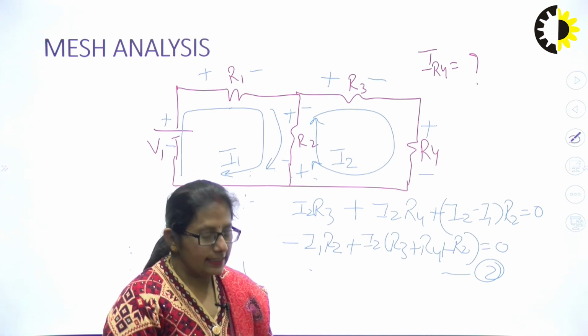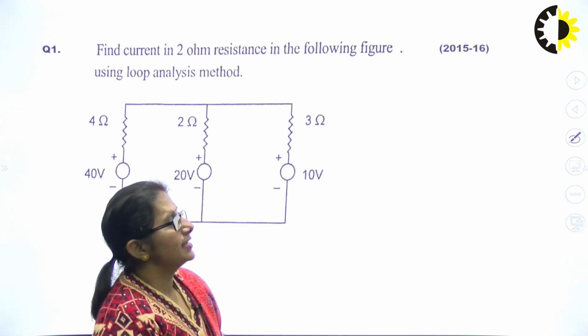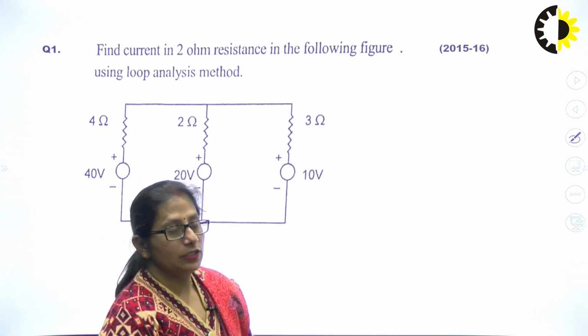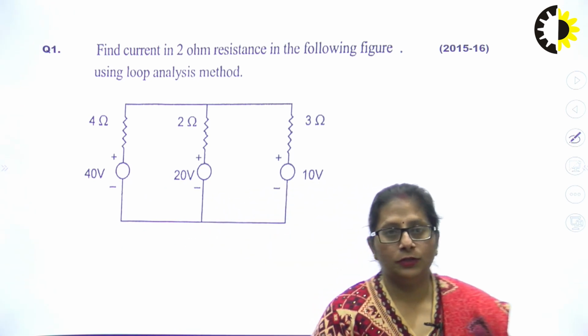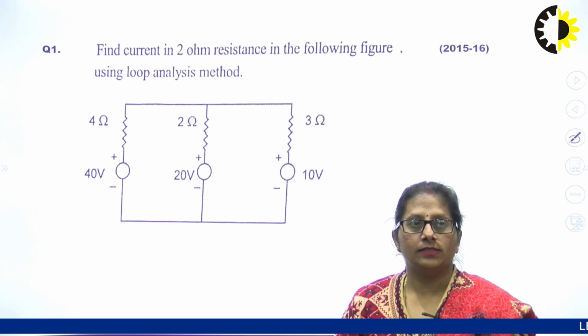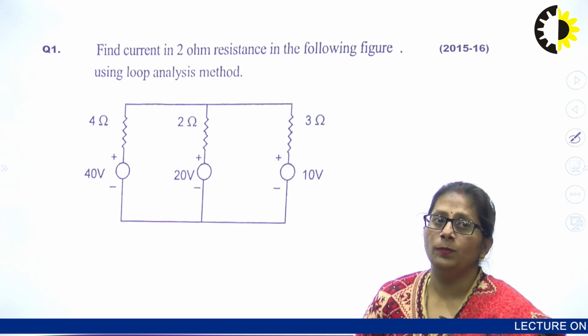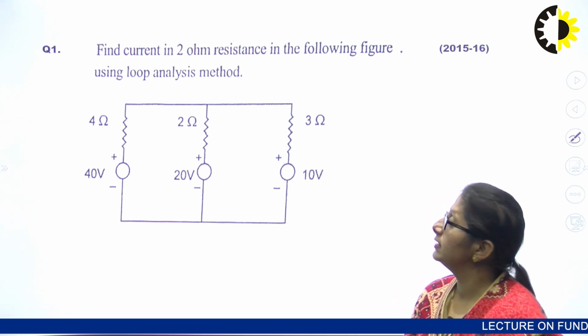Let us go for certain university numericals which have occurred in the university exams of AKTU, right. So, let us go for the numericals based on loop analysis or mesh analysis. Find the current in 2 ohm resistance for the following figure using loop analysis method. Fine. So, the circuit is shown over here.